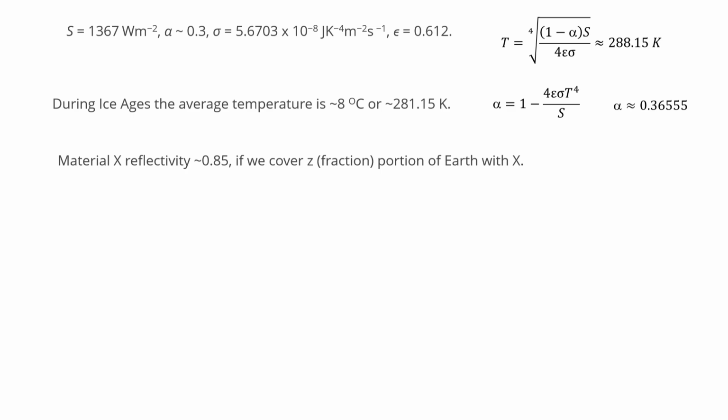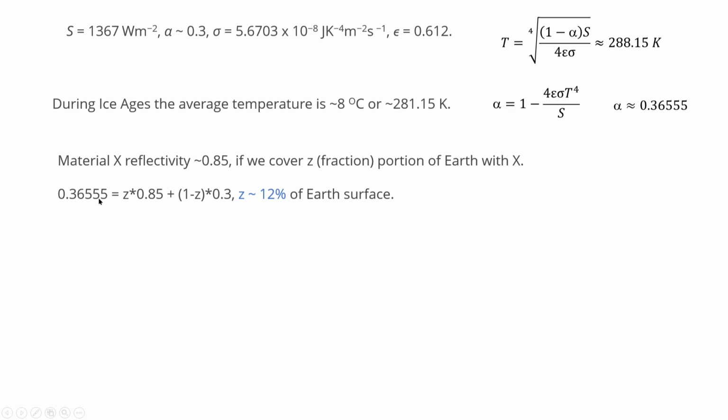Suppose there is a material X whose reflectivity is 0.85, that is, it reflects 85% of the sunlight falling on it, and assume we cover a Z fraction or a Z portion of the earth with this material X. The rest of the earth will have the usual 0.3 albedo as observed, and some portion of that we will cover with this 0.85 reflectivity material.